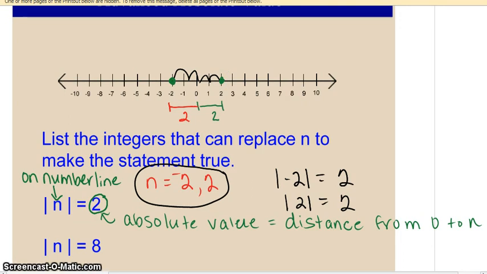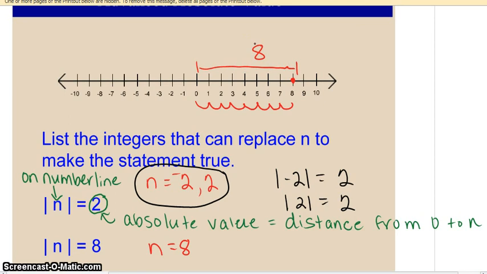See if you can think through what the absolute value of n could equal if the distance is 8 this time. So this time the distance is 8. So if you know for sure that n has to be at least 8, you're on the right track there because the distance from 0 to 8 is 8. Now if you're thinking to yourself, well, I bet the distance from 0 to negative 8 is also 8, then you're on the right track there as well. Because we can count over 8 in the negative direction and get a distance of 8. Therefore, n is both 8 and negative 8.